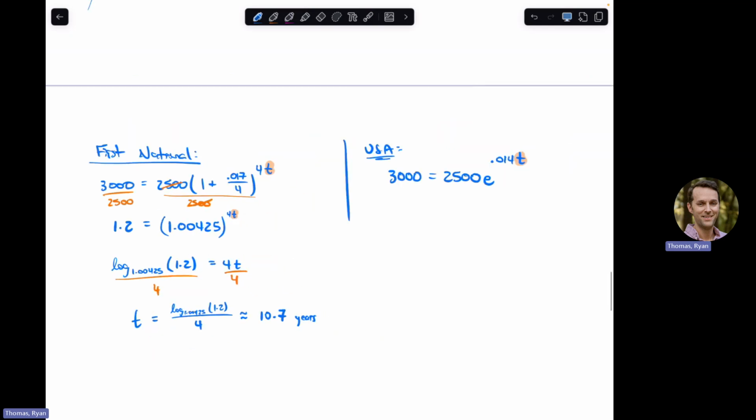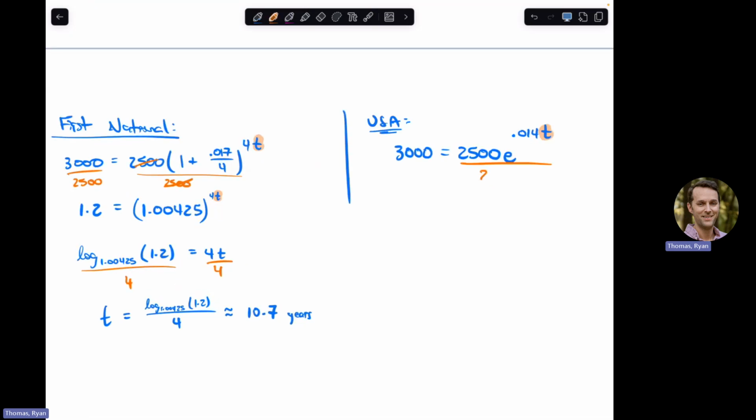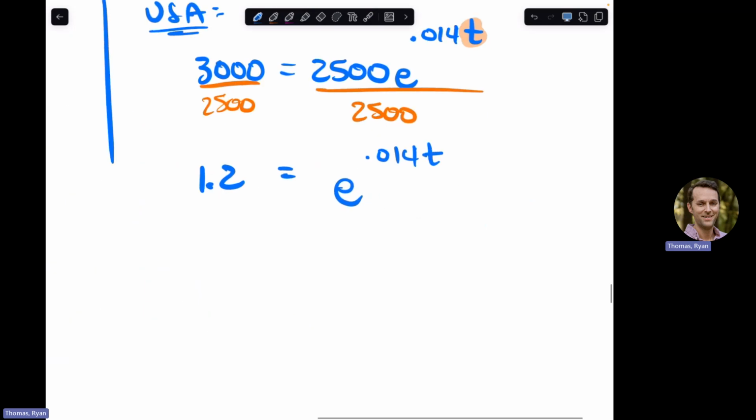Okay, so how does the other one work? Exactly the same way. Yes, divide by 2,500. 1.2. This is actually kind of ironic because this is actually messier. E is a transcendental number. E's got infinitely many decimal places, right? But it looks cleaner because we write it as an E. Now, exponential that we don't know, right? The base is E, so rewrite it using natural log.